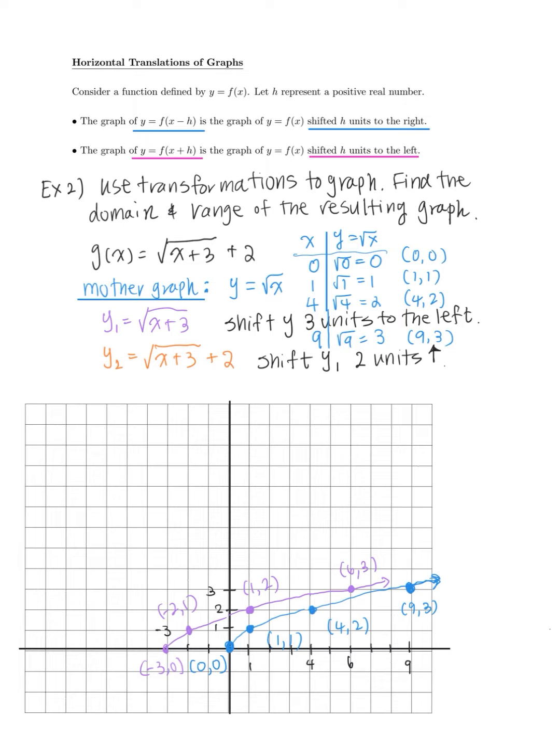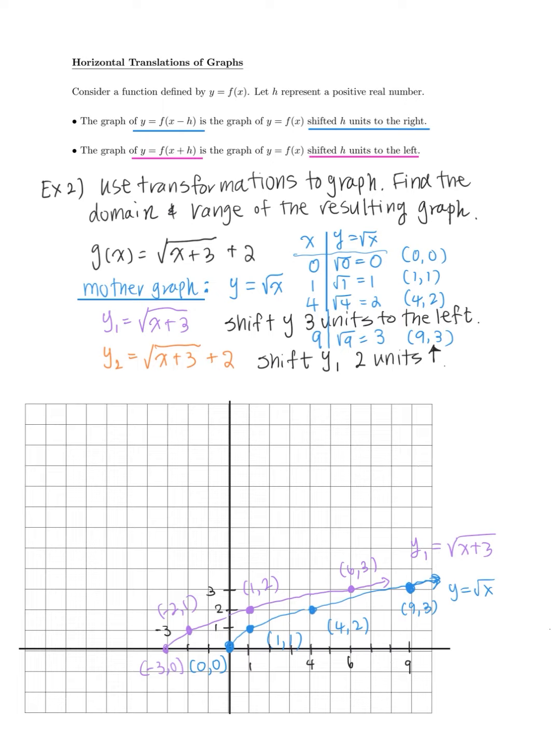So here, our purple graph is our y1, which is square root of x plus 3. And I forgot to write down the mother graph. So mother graph is y equals square root of x. All right, let's go to the final graph, which is y2. So the y2 is going to be square root of x plus 3 and then plus 2.